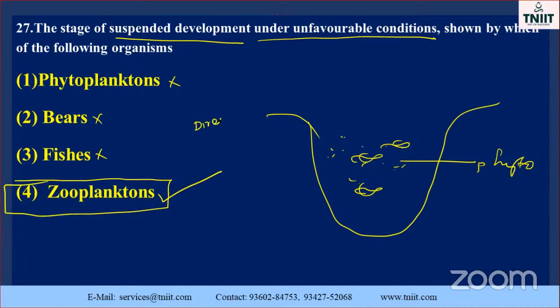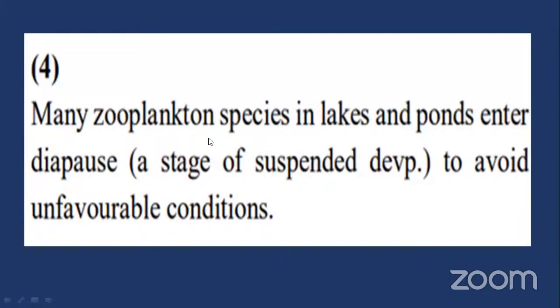These are all direct questions. See the option: many zooplankton species in lakes and ponds enter diapause, a stage of suspended development. This is the concept, my dear. Diapause is also called suspended development. To avoid unfavorable condition, zooplankton can migrate from one place to another. Fishes will not move, they are present as they are in the lake. Zooplankton can move. So the fourth option is the correct one.